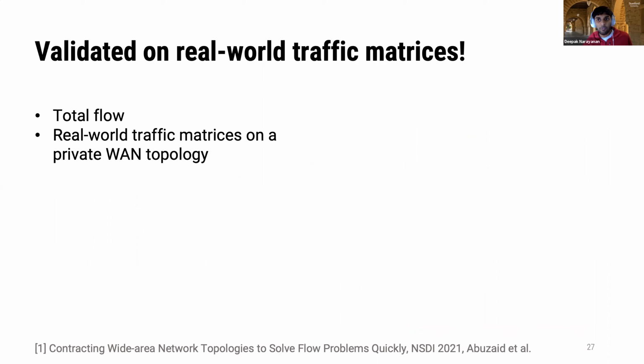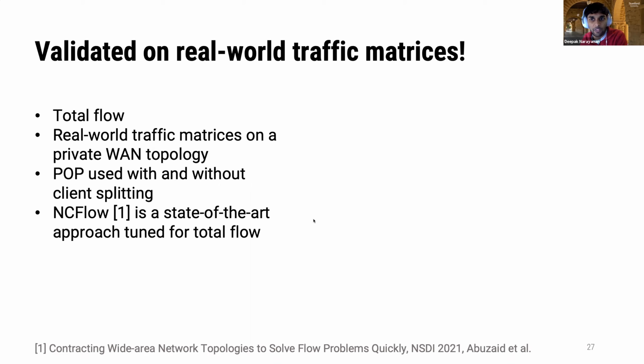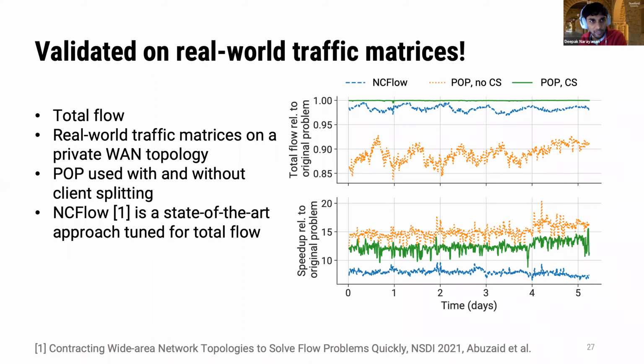We also validated POP's speedups on real-world traffic matrices. This experiment was run for a total flow objective on real-world traffic matrices on a private wide area network topology. We used POP with and without client splitting and also compared POP to NCFlow, which is a state-of-the-art approach recently proposed at NSDI that is explicitly tuned for total flow. We show two graphs here. The graph on the top shows total flow relative to the original problem formulation, and the graph on the bottom shows speedup relative to the original formulation.